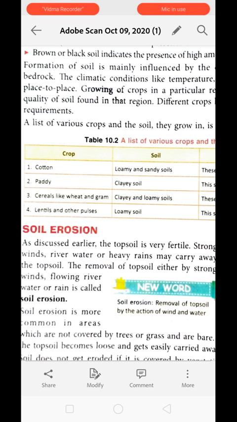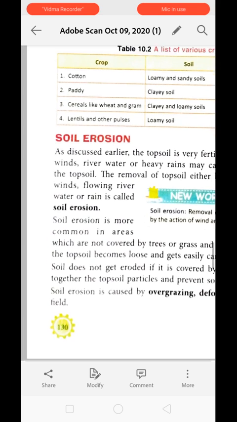Whereas paddy needs a lot of water. Okay, they need standing water to grow. That is why clay soil is the best for them. Next is cereals like wheat and gram. They need clay or loamy soil because these soils have better water retention capacity. Okay, and cereals like wheat need more water. Next is lentils and other pulses. They grow better in loamy soil. Why? Because this soil can drain water easily. Understood? The next topic is soil erosion.